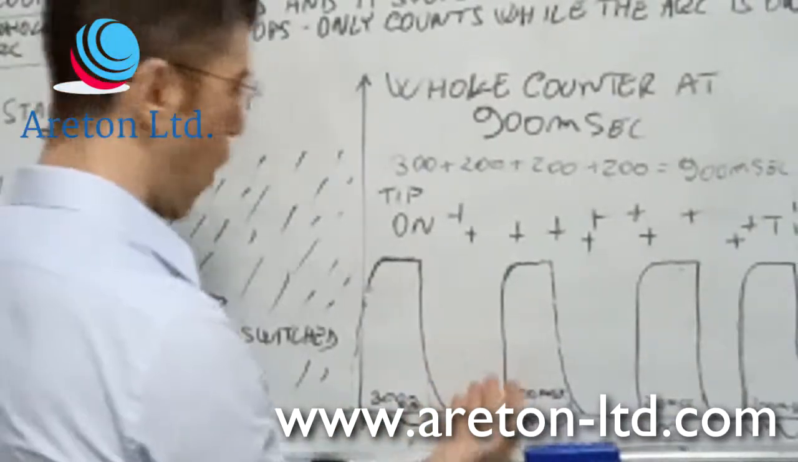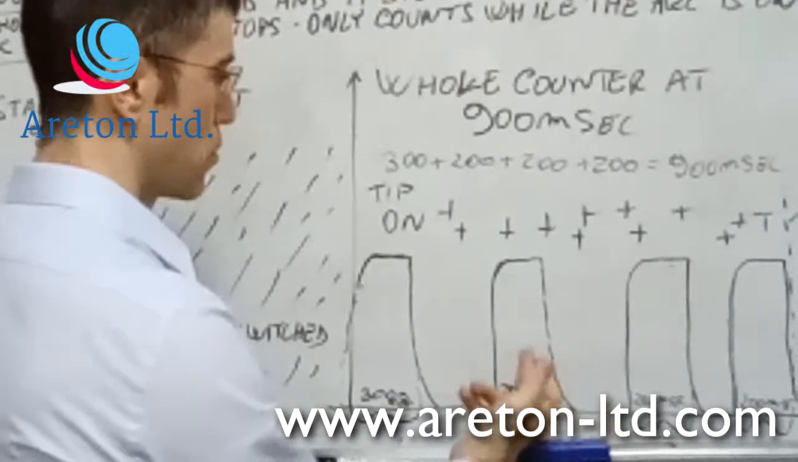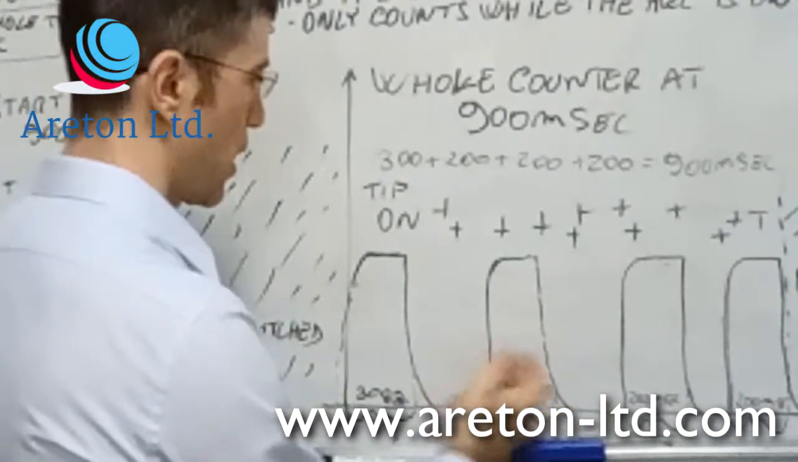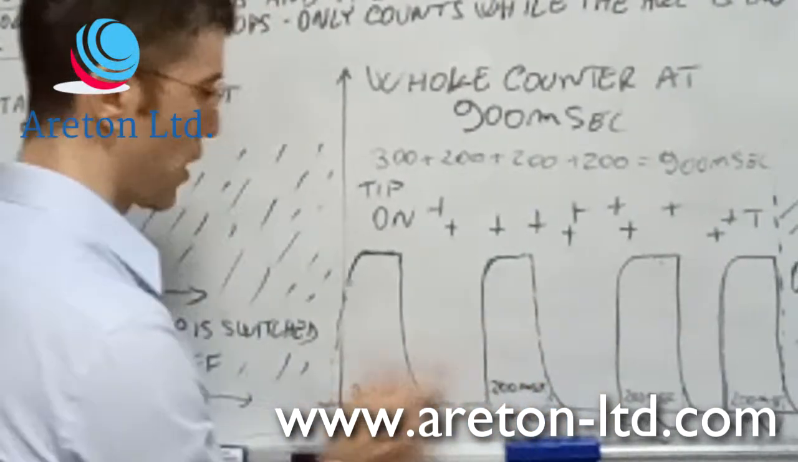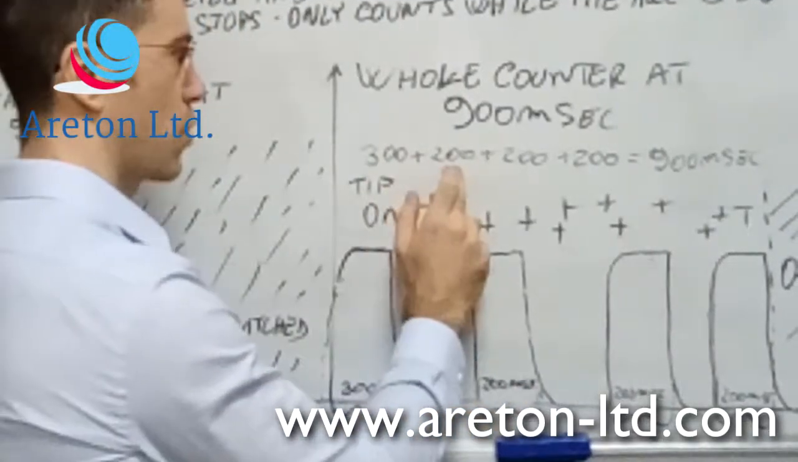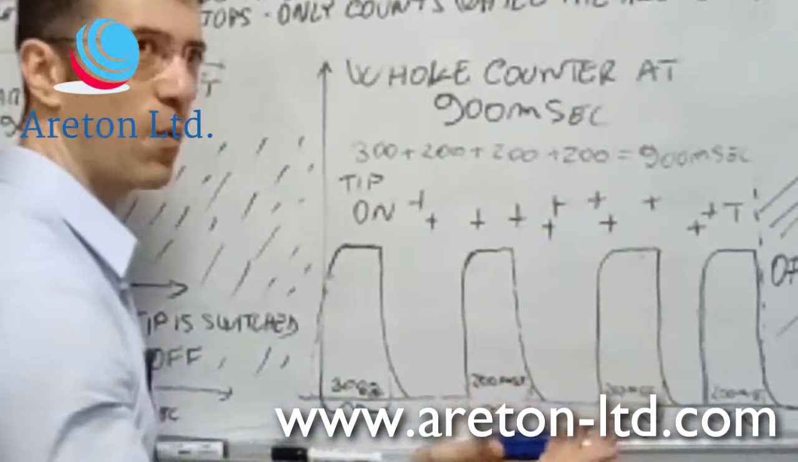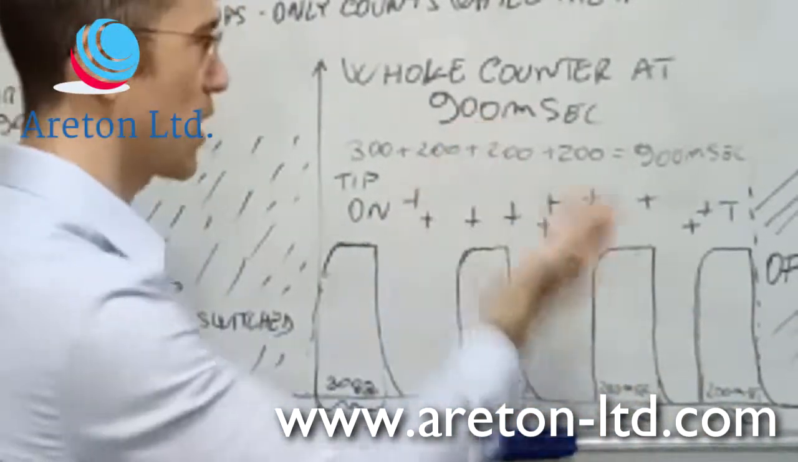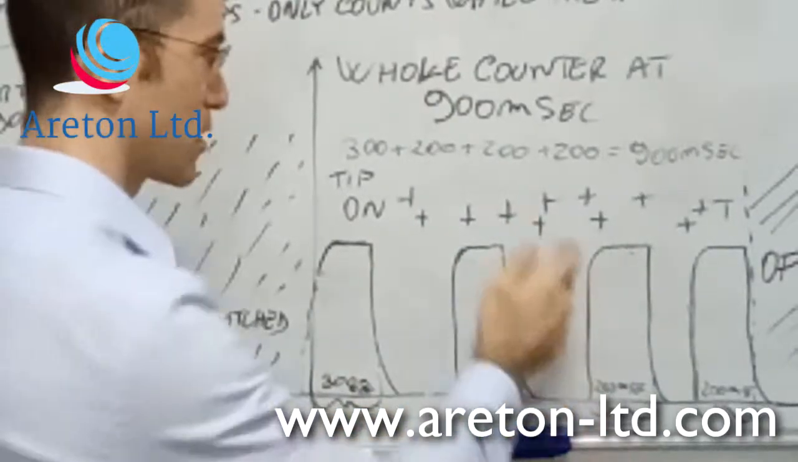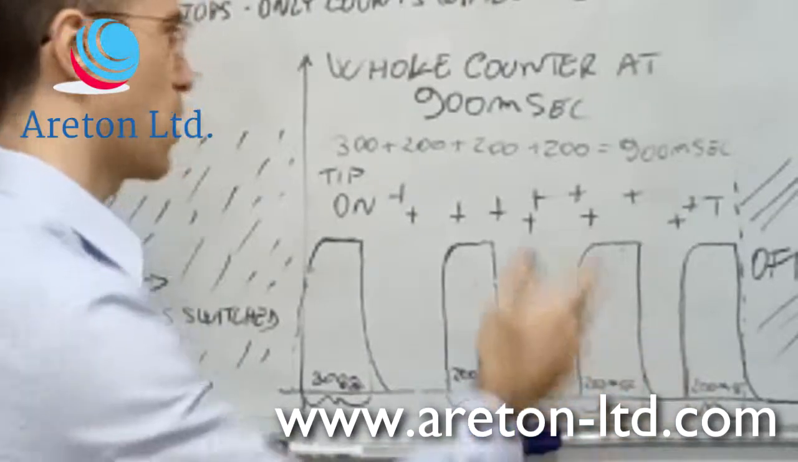So I'm going to keep the tip of the device on. After a while, maybe 300 milliseconds, I manage to cause another arc, and then the device counts 200 milliseconds. It says, oh, I've got 300 plus 200, that's 500. Well, I haven't reached the 900 milliseconds. I still have to keep the tip of the device on. So it keeps it on.